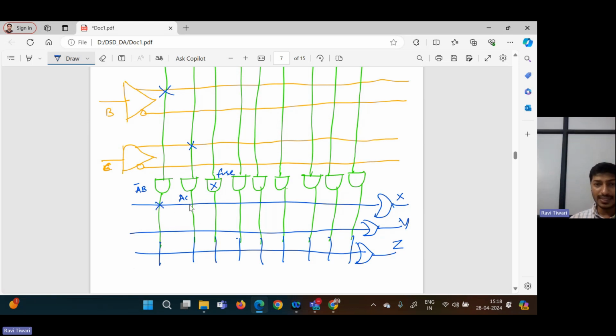This is for X. And as OR gates are fixed, that you have to draw by the bubble. It's not a cross, it's a bubble. This bubble indicates it's a fixed connection for X. So now we got X.